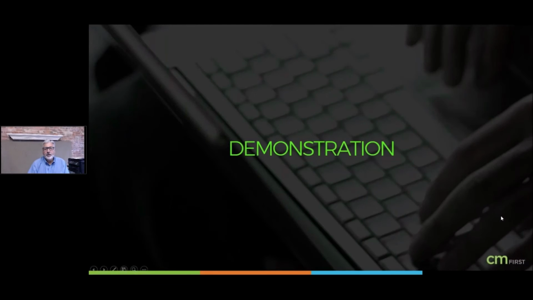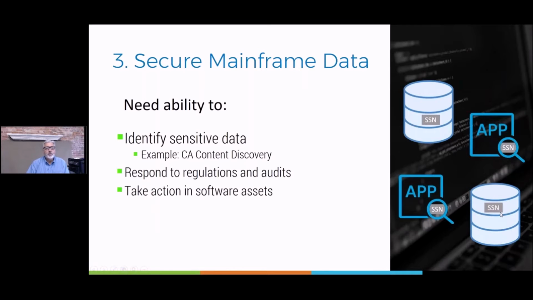And our next area is securing your mainframe data. One of the things we do is we have partnered with CA on their content discovery product so that you can find your data within your data sources. Using evolveIT, we can also find where that data is being used within your application set. So this will help you respond to regulations or audits and also take action with your software assets.